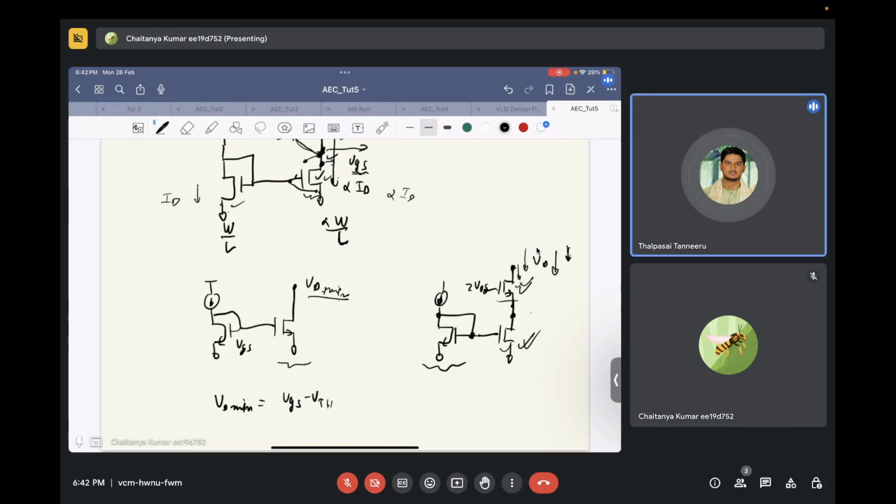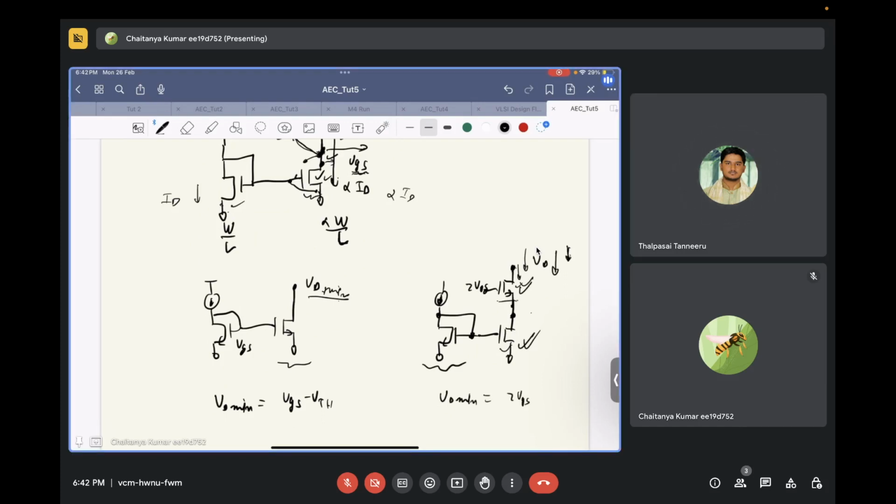If it is less than, I mean, 2 VGS minus VD min is less than 2 VGS minus VTH. Yes, sir. So can you see that now what happens is here VD min is only VGS minus VTH, but here VD min has now reduced to 2 VGS minus VTH. You understand? Yes, sir. So although your current became more accurate, what drawback has now occurred?